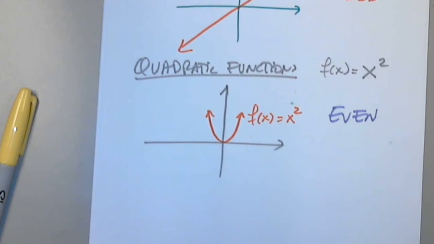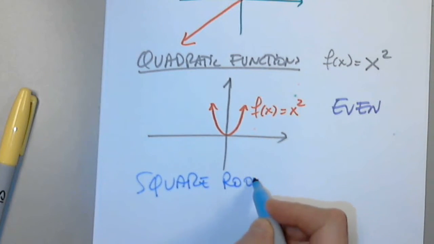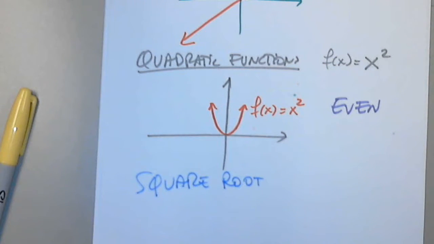Next function, square root. What are we going to do with these? You're going to have to wait and see. We're just listing them to make sure their graphs are embedded in our memory.